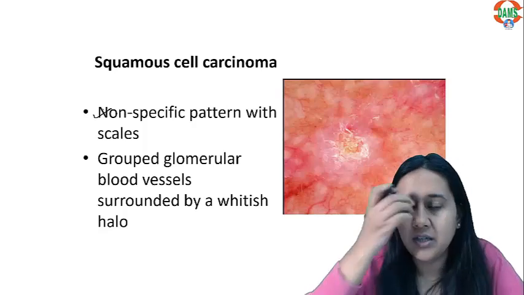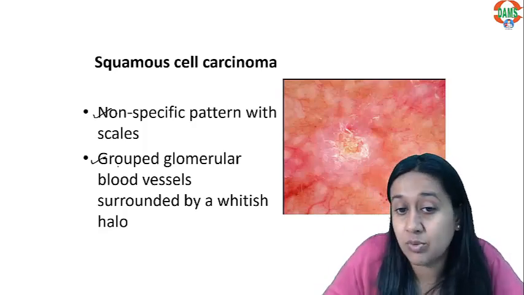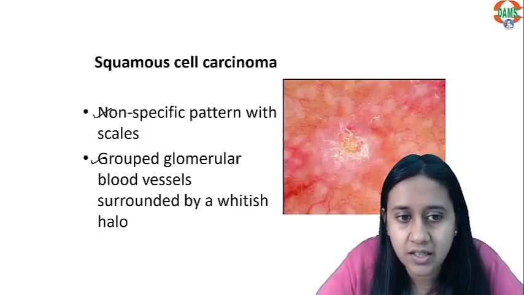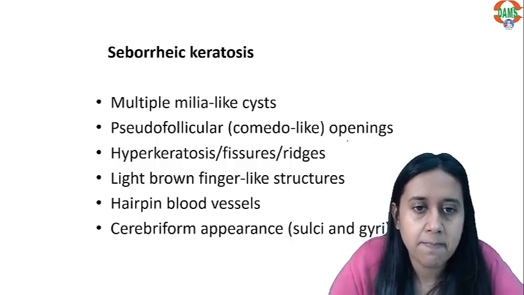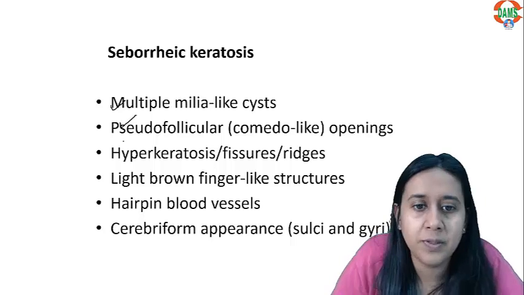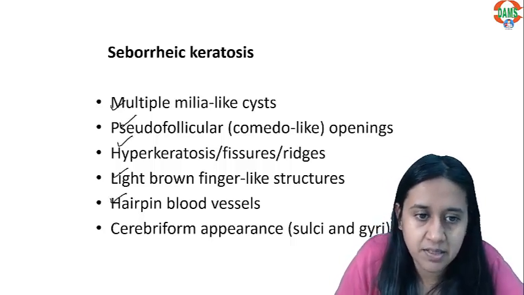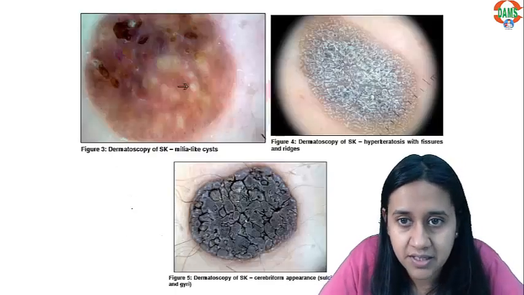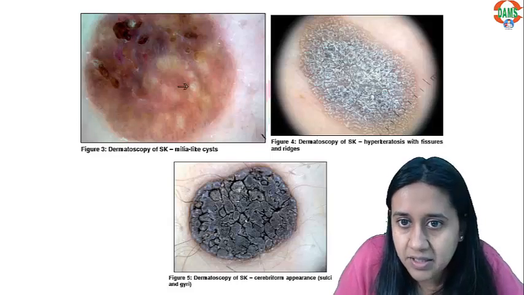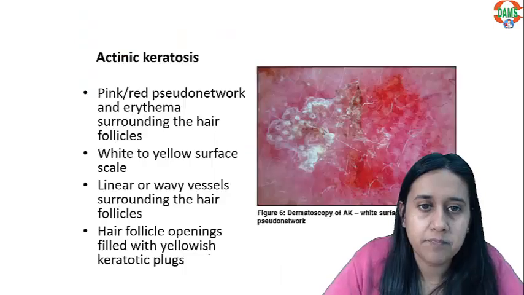Squamous cell carcinoma: non-specific pattern with scales, grouped glomerular blood vessels surrounded by whitish halo. So you can see that there is a whitish halo which is surrounding the glomerular blood vessels. In seborrheic keratosis: milia-like cyst, comedo-like opening, hyperkeratosis, light brown finger-like structures, hairpin blood vessels and cerebriform appearance. So can you see the milia-like cyst which is present? Then hyperkeratosis and fissures, and here you can see the cerebriform pattern.